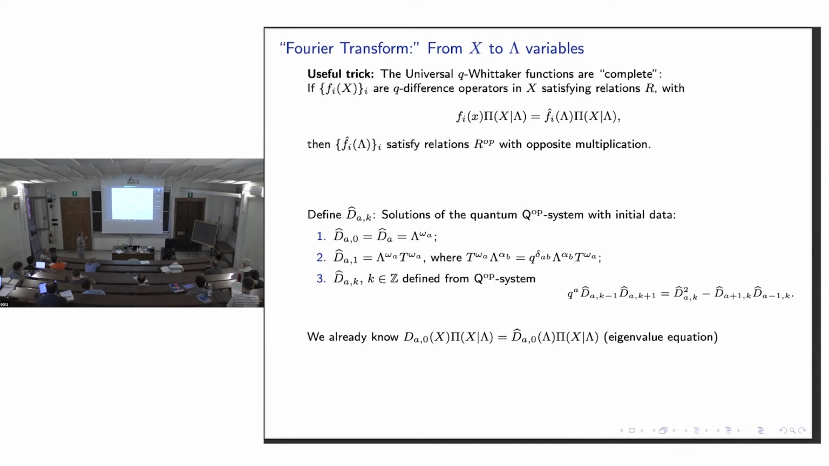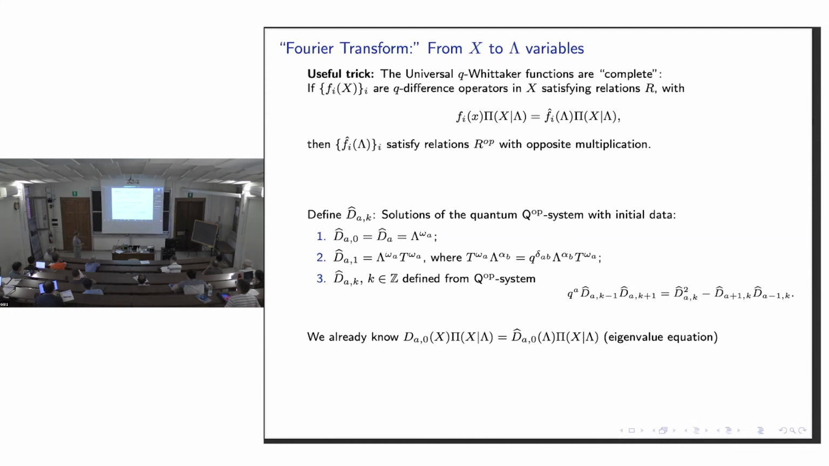K is negative or positive, it doesn't matter. It just has to be a solution of this system with the opposite multiplication. This is the system with the opposite multiplication. It uniquely defines these operators. And because this is a cluster algebra mutation, these are in fact Laurent polynomials in these two things, and therefore it's just a Laurent polynomial. So it's not a rational function in the lambda variables. Okay, so we already know that this equation holds for k equals 0. That's just the Macdonald eigenvalue equation in the Whittaker limit.